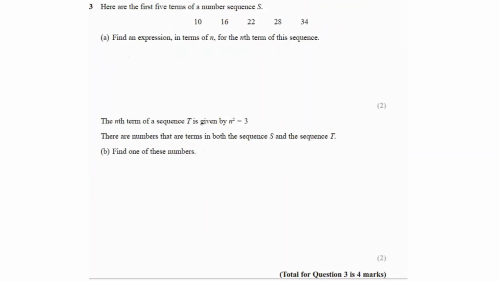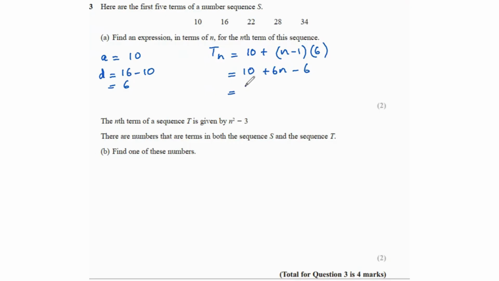The next question says here are the first 5 terms of a number sequence S: 10, 16, 22, 28, 34. Find an expression in terms of n for the nth term of the sequence. So we're going to do the same thing. First term is 10. Common difference is 16 minus 10, which is 6. So the nth term formula is 10, which is the first term, plus n minus 1 times the common difference, which is 6. So 10 plus 6n minus 6. 10 minus 6 is 4. So 4 plus 6n is your answer.